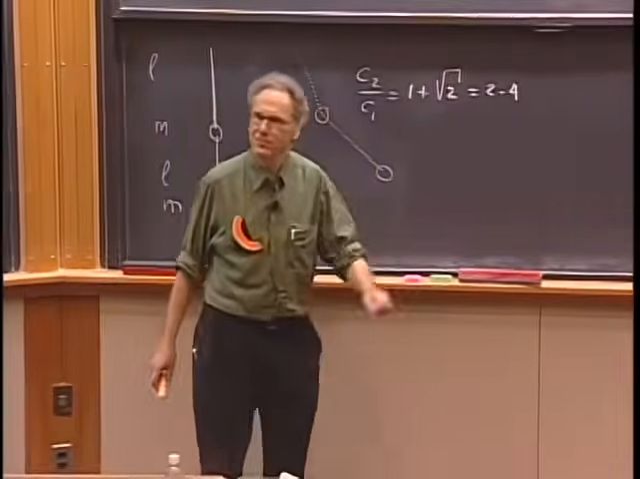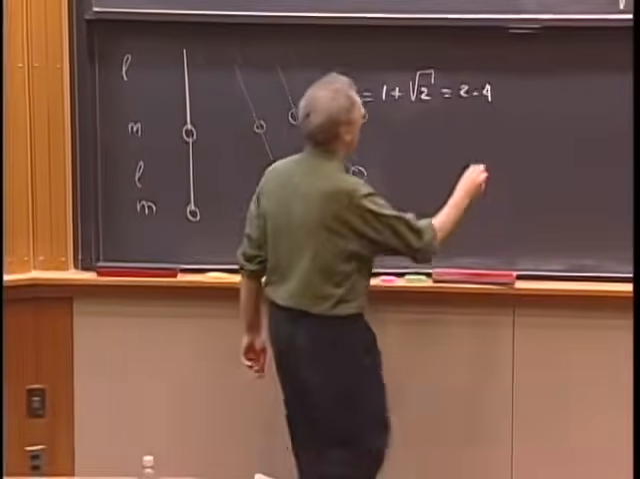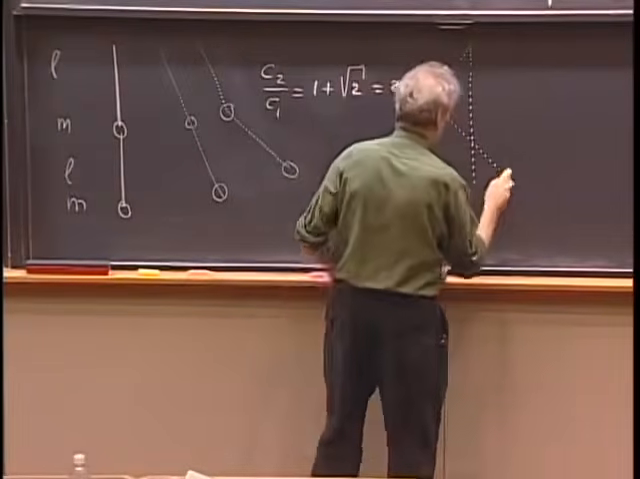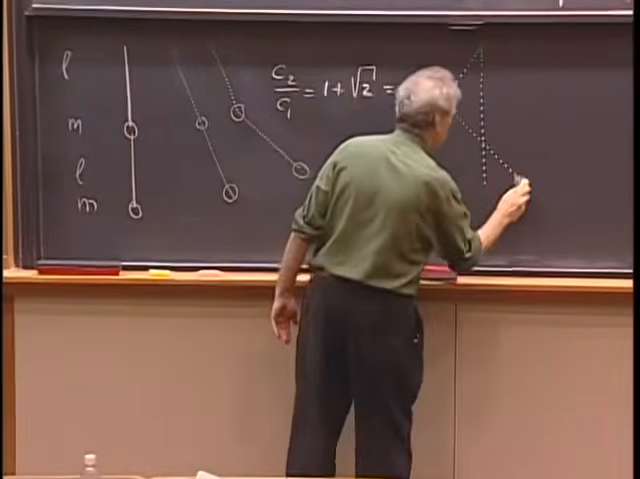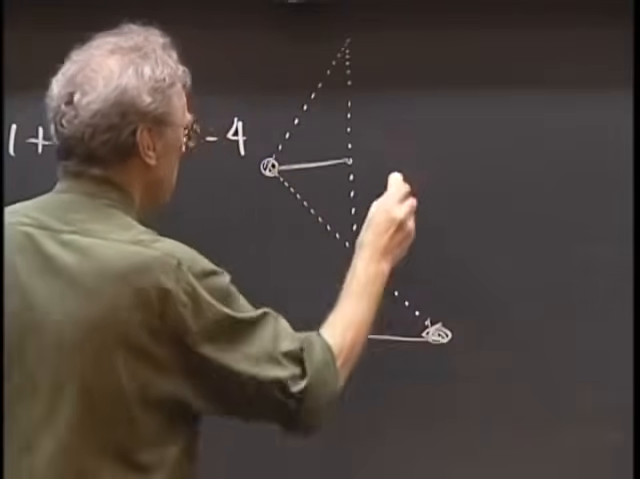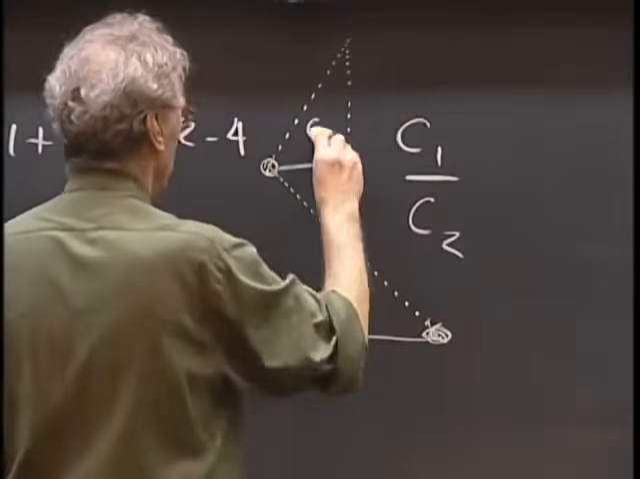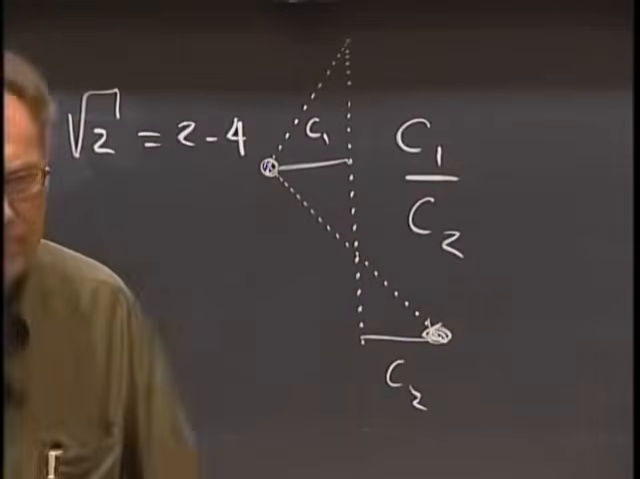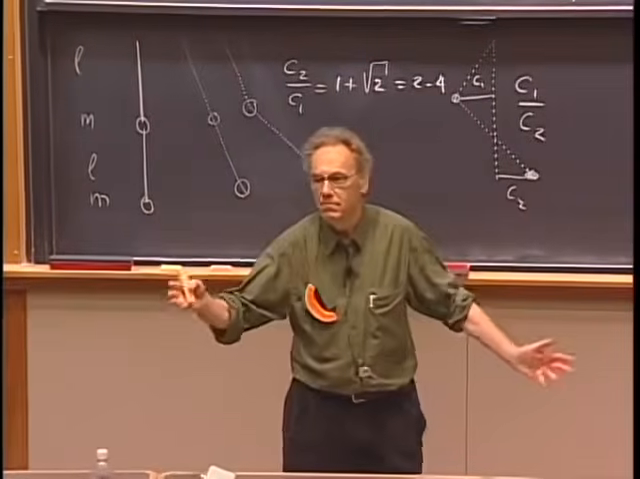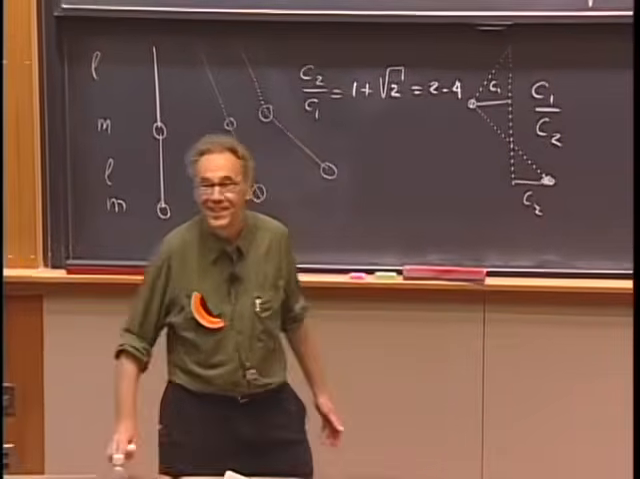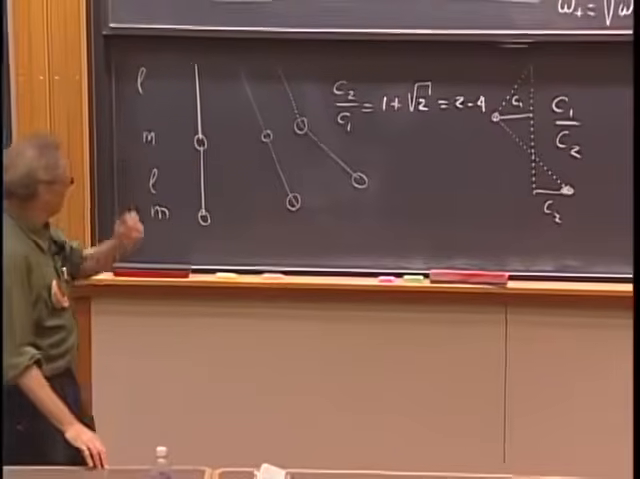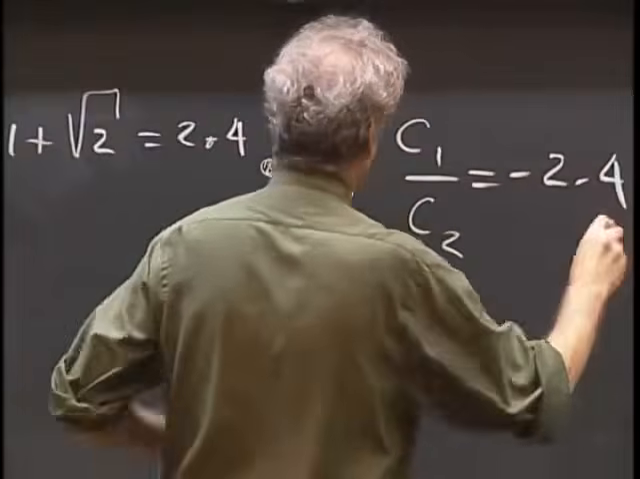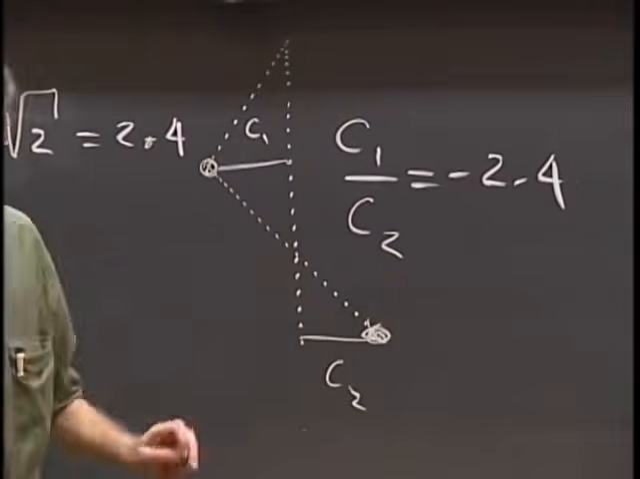The highest mode must be something like this, right? Because they must be out of phase. Any idea of the ratio? C1 over C2? Call this C1, call this C2. Any one of you, any intuition? Minus? Yeah? Boy, you're good. It is minus 2.4. This one will be much further away than this one.